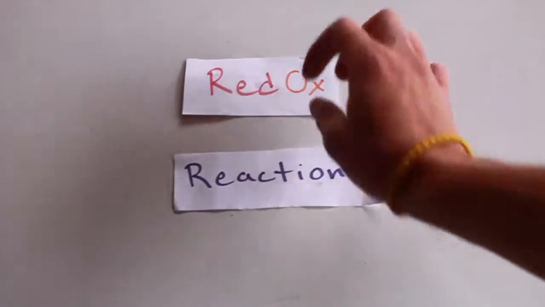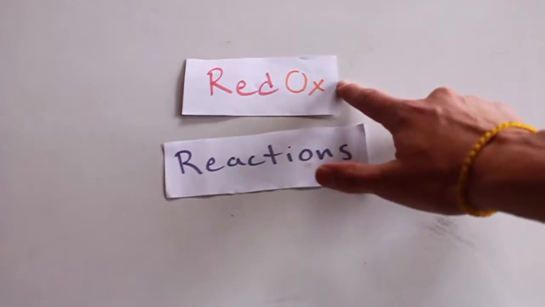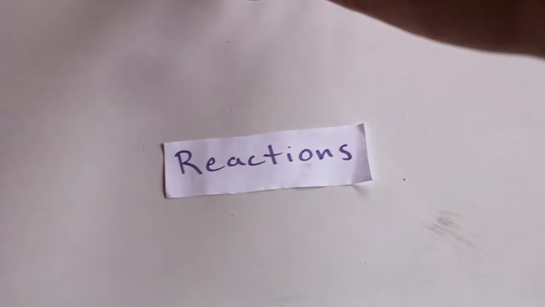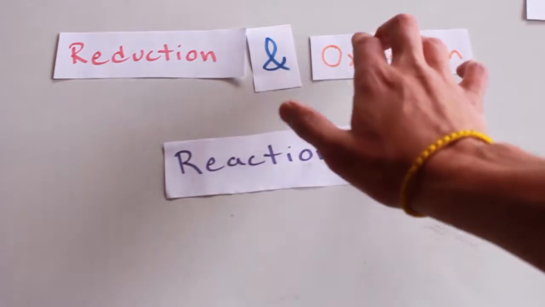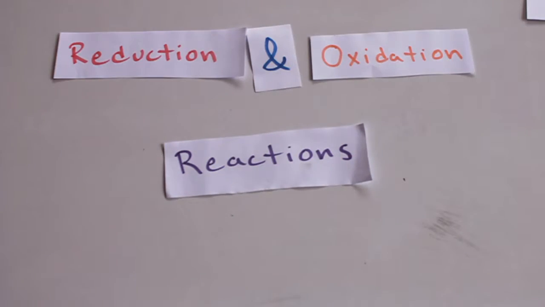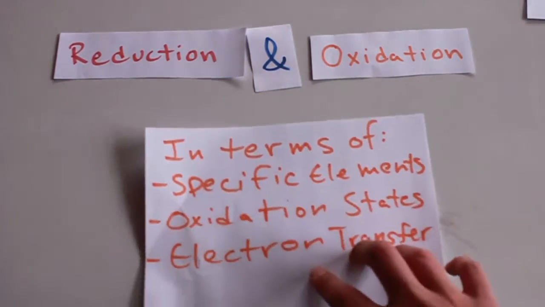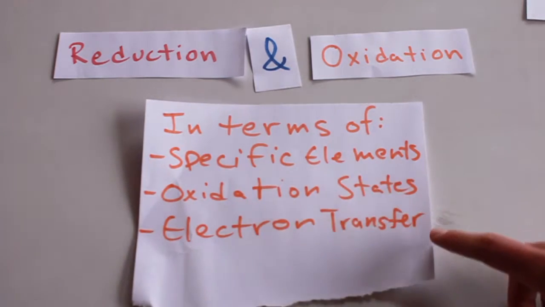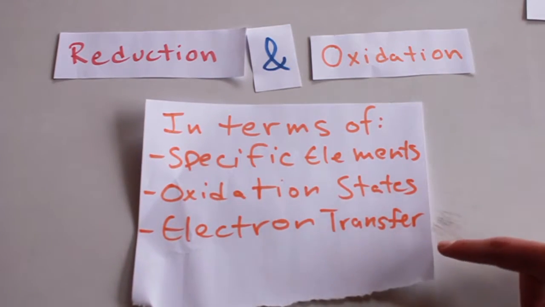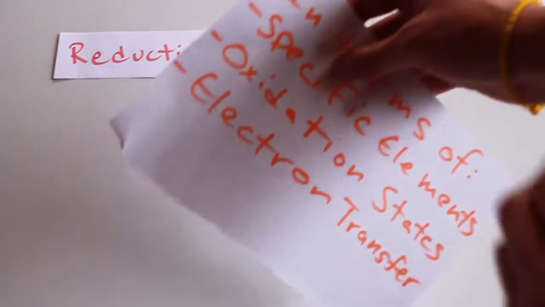Redox reactions. Redox is short for reduction and oxidation, the two processes involved in these reactions. Reduction and oxidation can be defined in terms of three changes: specific elements, oxidation states, or electron transfer. Today we will only be looking at the second one.